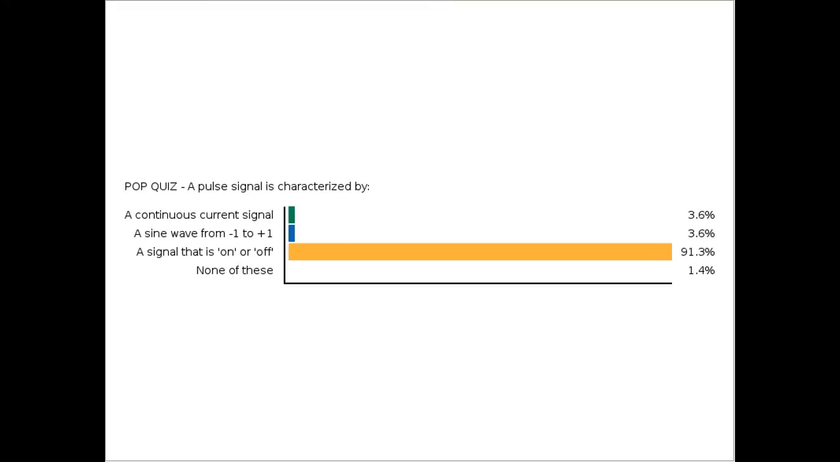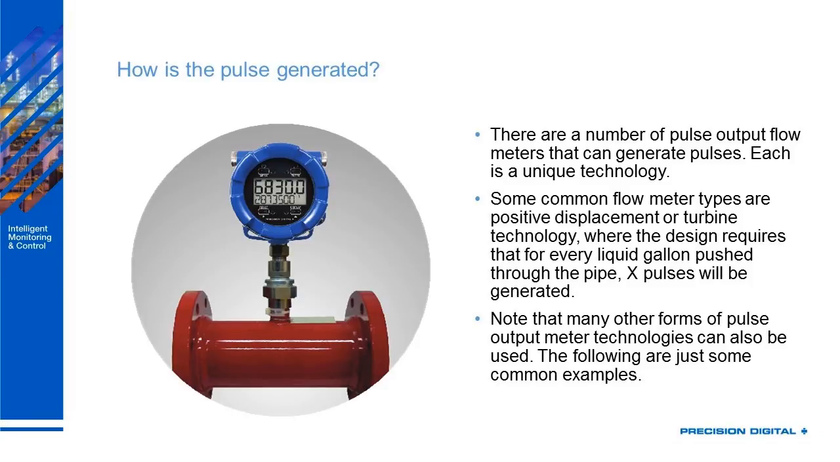All right. So now that we have an idea of what that pulse looks like, that it's some kind of voltage that's being generated and cycled, how does that get generated? Well, there's a number of different types of pulse output flow meters that can generate pulses. And those are probably the things that I'm guessing this audience is most familiar with. There are a few others as well, and we'll touch on those in a bit.